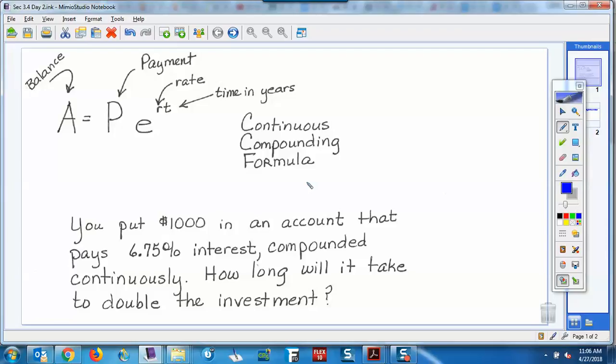Do this problem first though. Oh, wait, the number. A equals P.